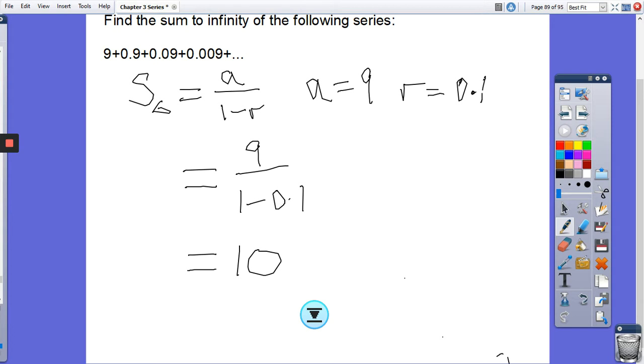But hold on. If you do 9 plus 0.9, you get 9.9. You add on another 0.9, you get 9.99. Then you get 9.999, 9.9999, and we keep going, and you're just adding on however many zeros and then a 9. You're just going to get eventually, aren't you, 9.9 recurring.